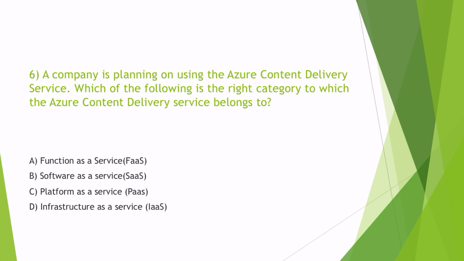Next question, a company is planning on using the Azure Content Delivery Service. So which of the following is the right category to which the Azure Content Delivery Service belongs? Option A, function as a service. Option B, software as a service. Option C, platform as a service. Option D, infrastructure as a service. The correct answer is platform as a service.